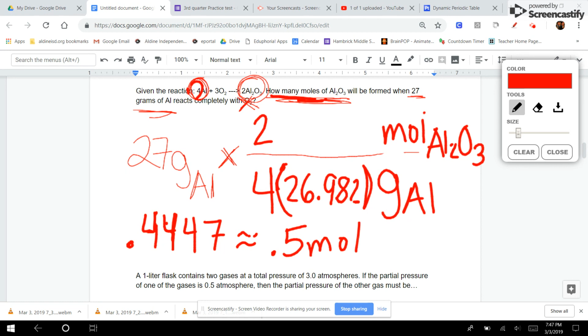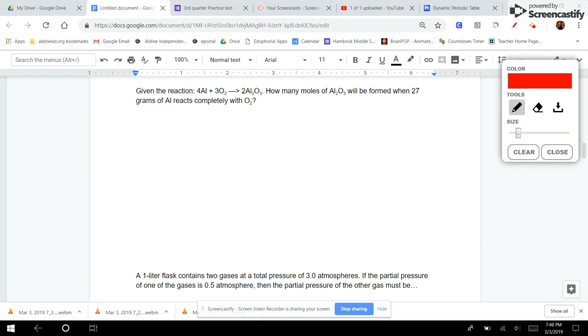Okay. Now, there's another explanation for this problem for those of you who are doing a good job understanding chemistry. What you can do here is realize that 27 grams is actually equal to 1 mole of aluminum. Okay, so 27 grams is 1 mole of aluminum.